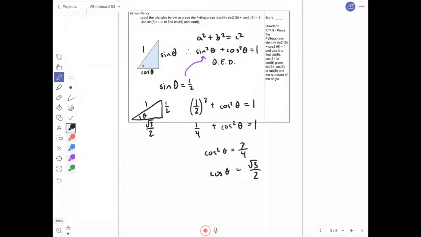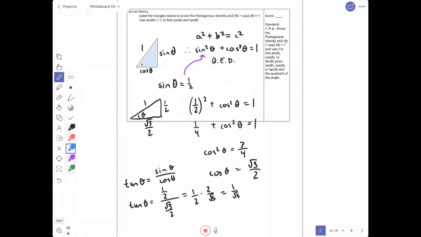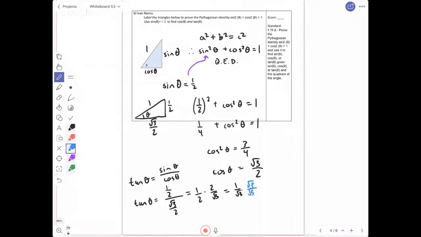And tangent of theta. Well, the tangent of theta equals the sine of theta over the cosine of theta. So the tangent of theta equals 1/2 over root 3 over 2, which equals 1/2 times 2 over root 3, which equals 1 over root 3, which when I multiply by root 3 over root 3 gives me root 3 over 3.